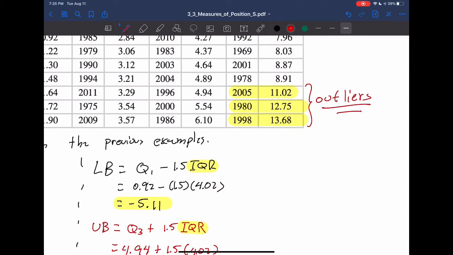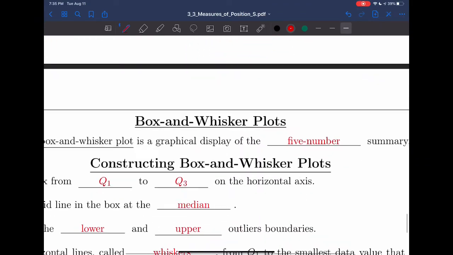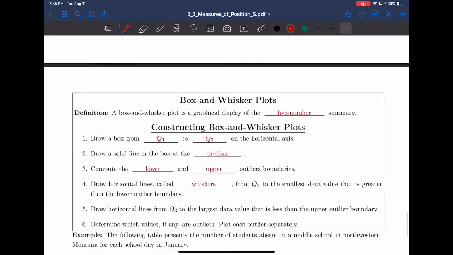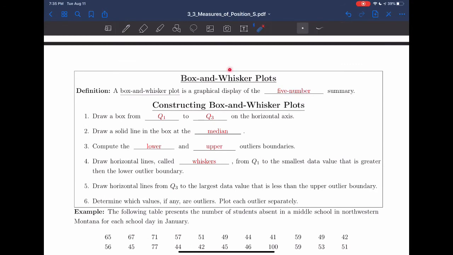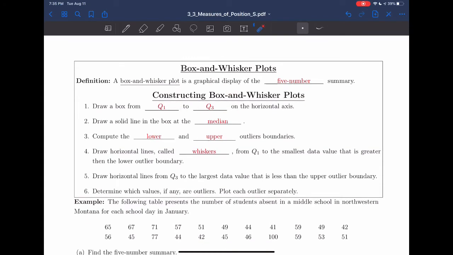So we talked about quartiles, IQR, and outliers. What we can do is put them all together with something called a box and whisker plot. So what is a box and whisker plot? It's a graphical display of our 5-number summary. To construct a box and whisker plot, we want to draw a box from our first quartile to our third quartile. And then we want to draw a solid line in the box that represents our median.